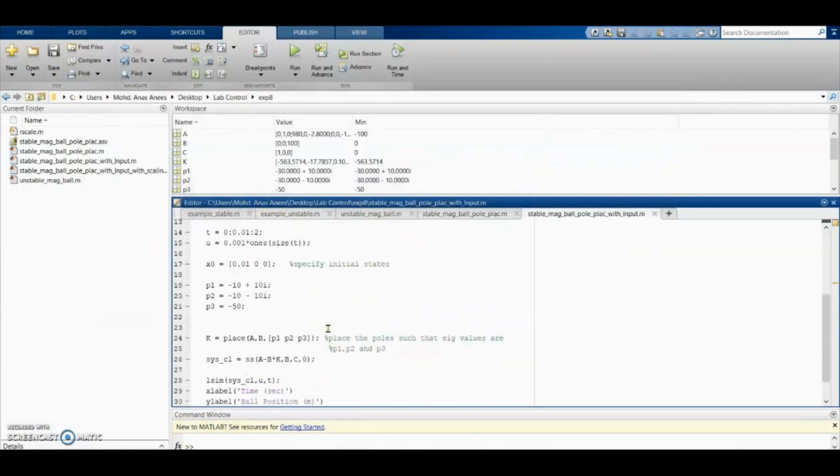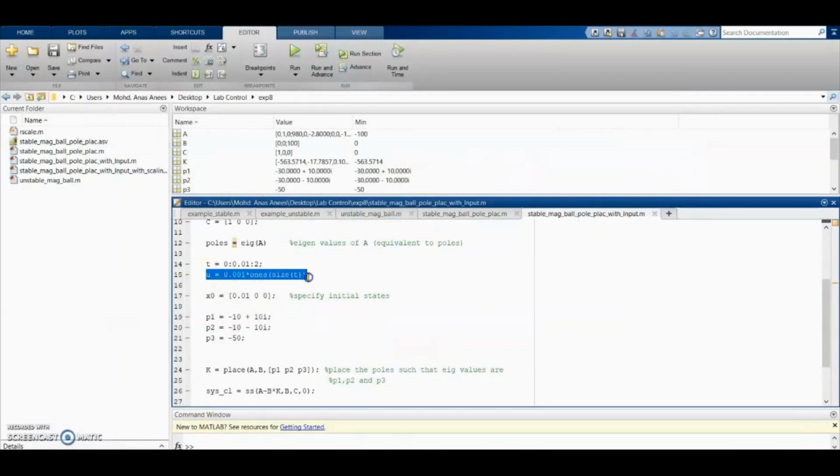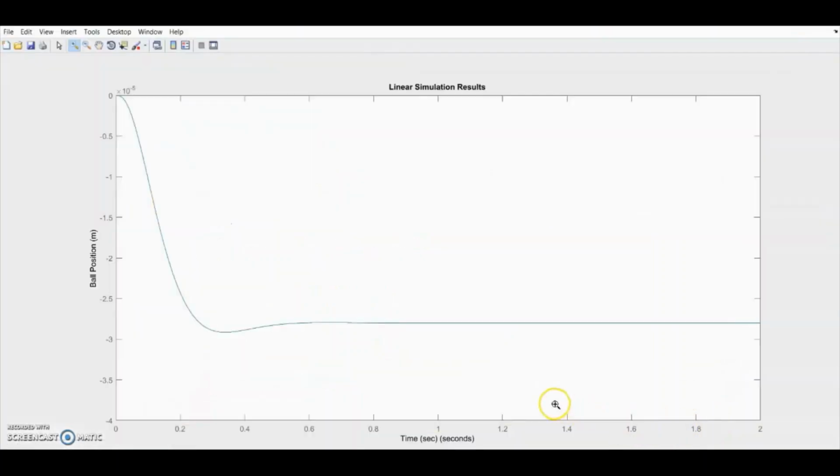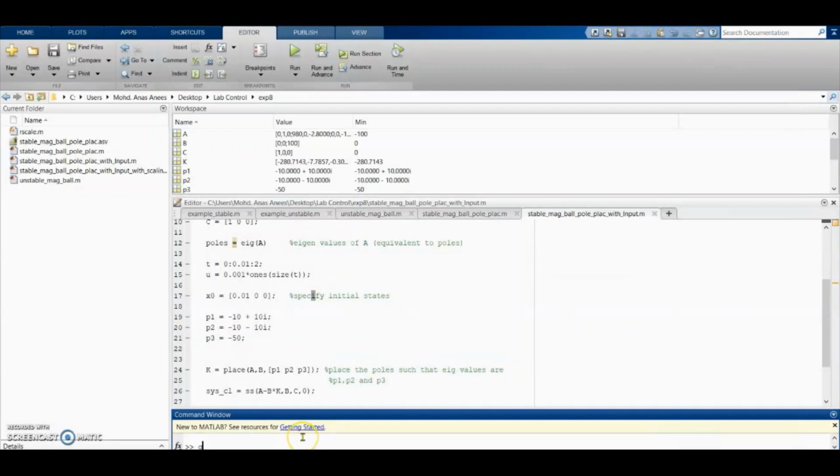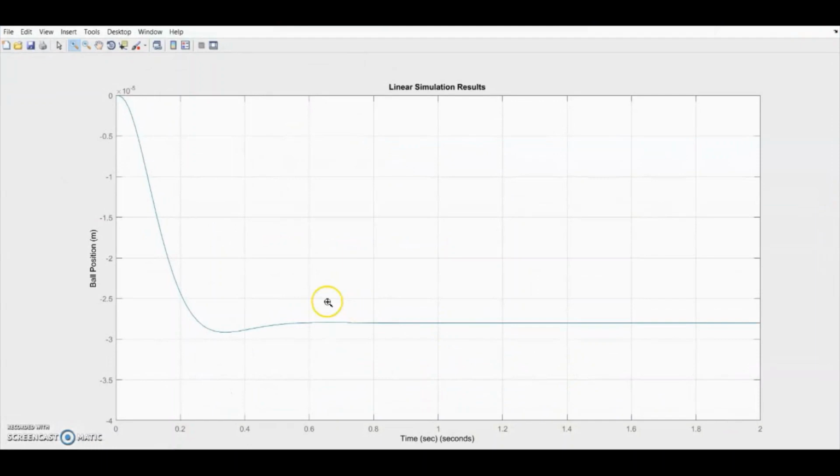Let us run this program where the input is a 0.001 step. I am writing grid on to see the grid also. Now as you can see, the height does not go to 0, rather it has some finite value, which is minus 3 point something into 10 power minus 5.